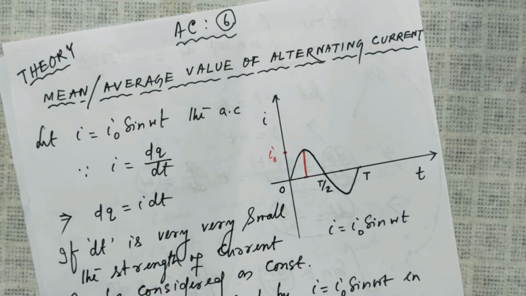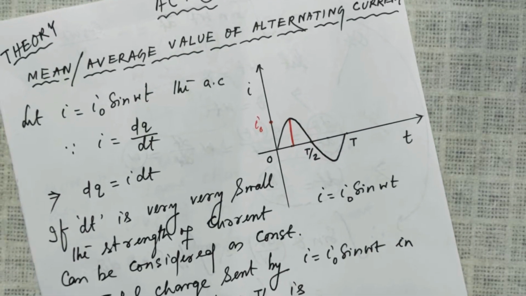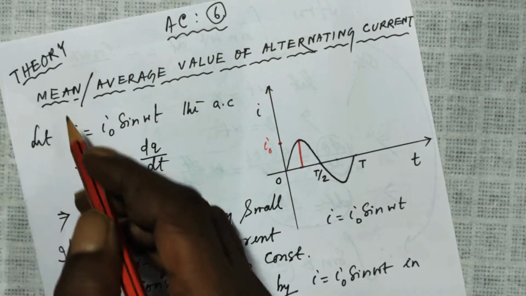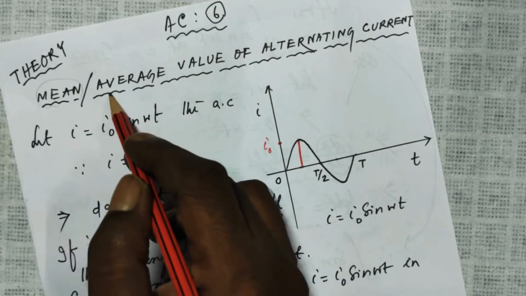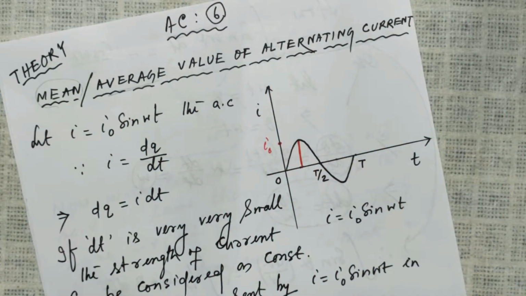Alternating current, lesson 6, is a small theory. It is very interesting and is good for your school examination. It is important. We'll be discussing and deriving in detail, and I'll explain to you word by word what is the mean or average value of alternating current.